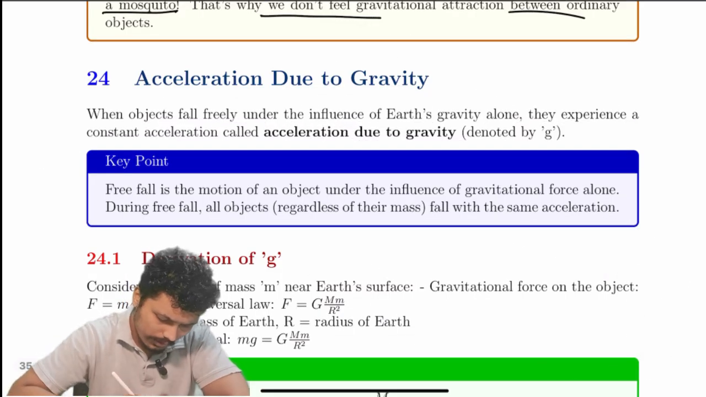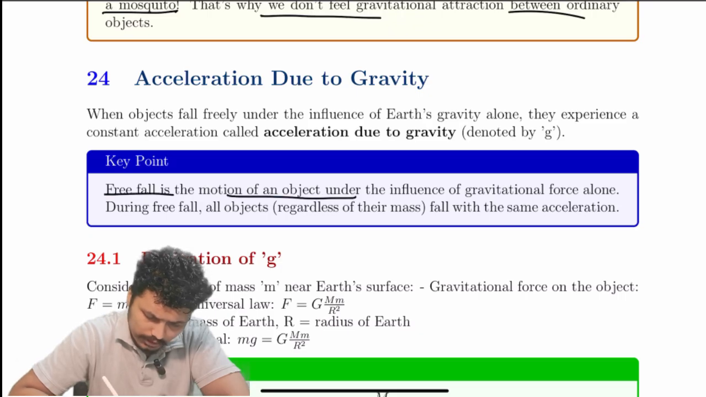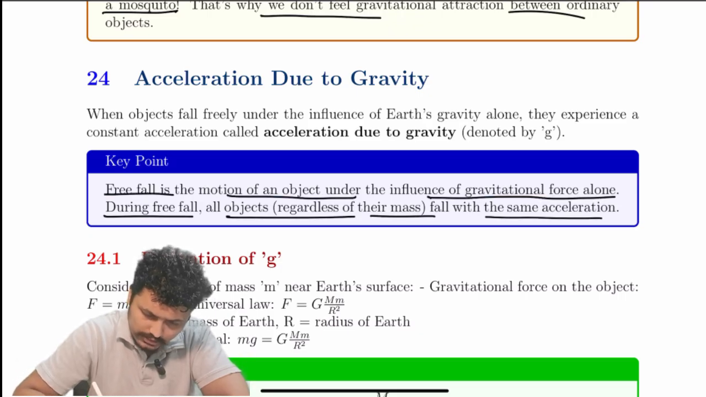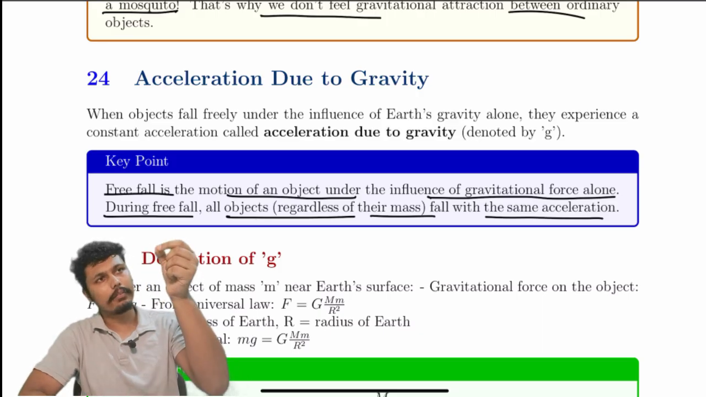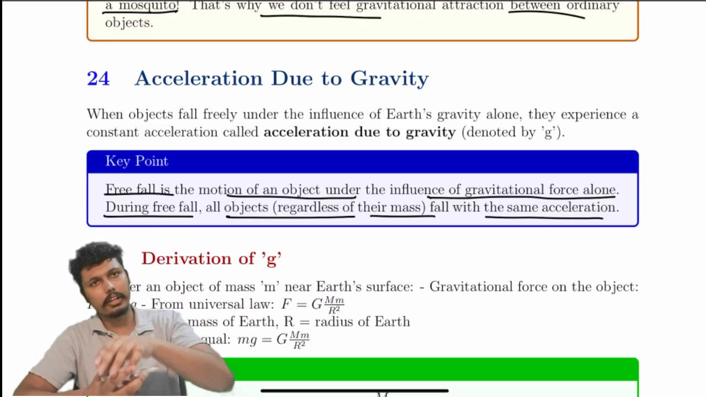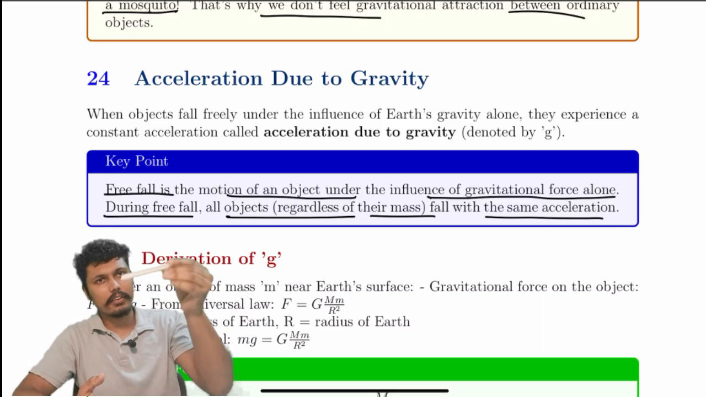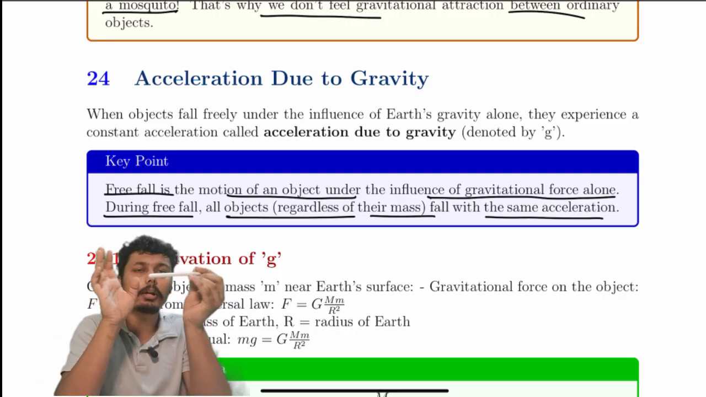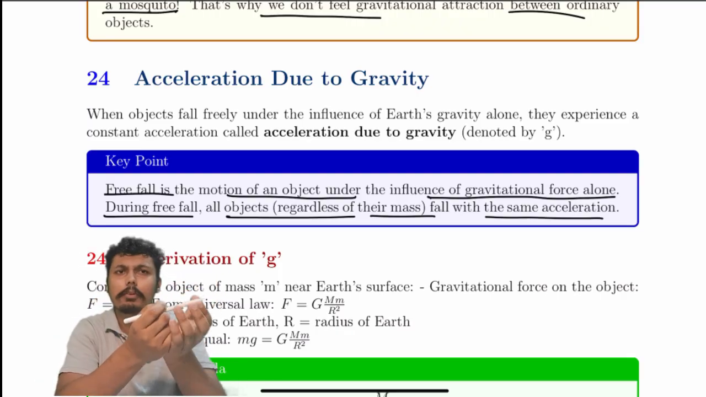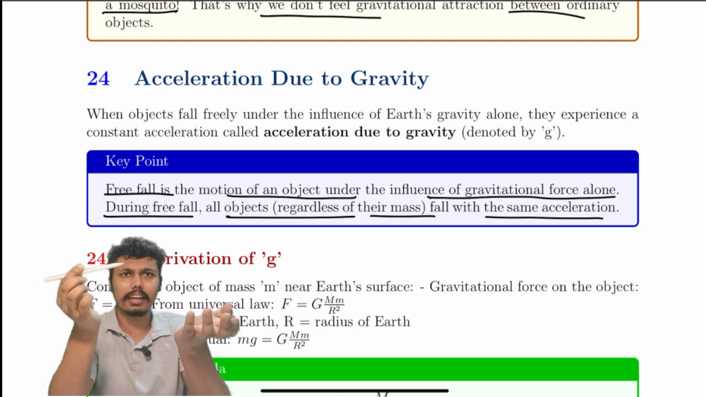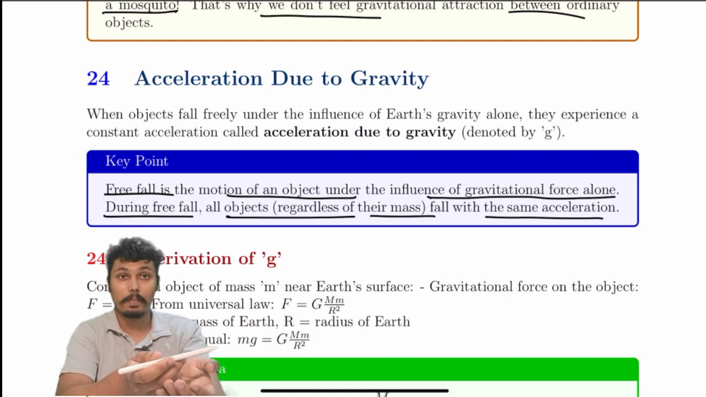Let's go. Free fall is the motion of an object under the influence of gravitational force alone. During free fall, all objects, regardless of the mass, fall with the same acceleration. Free fall means if I take this object and leave it, it will fall down. I'm not applying any external force. It is just falling down because of gravity. In free fall, there is nothing except gravity.